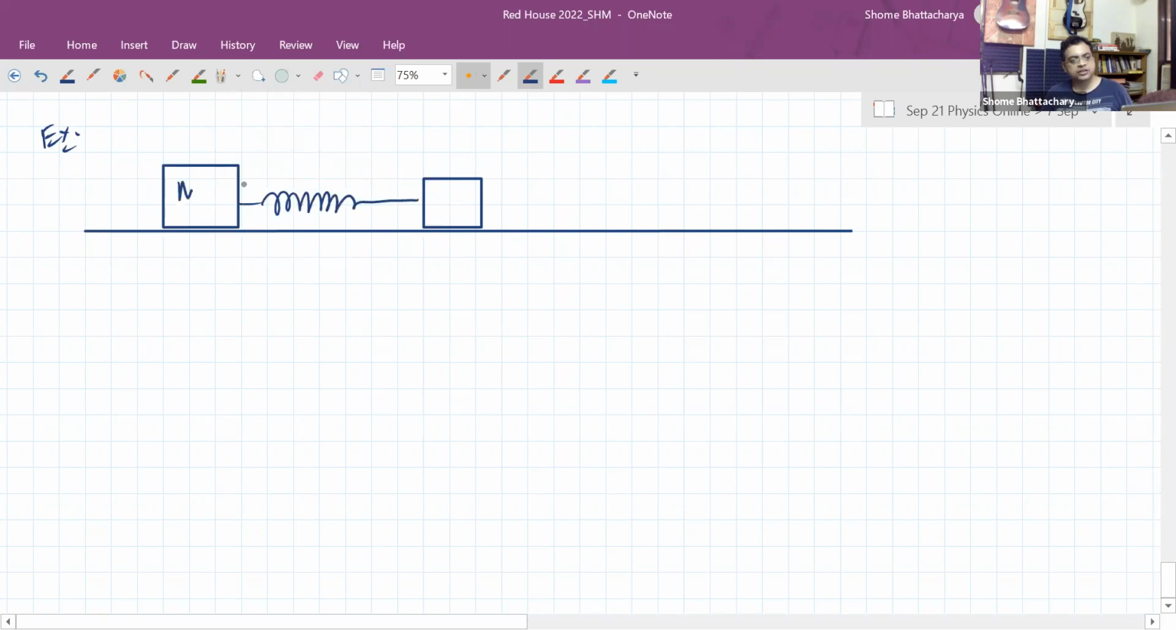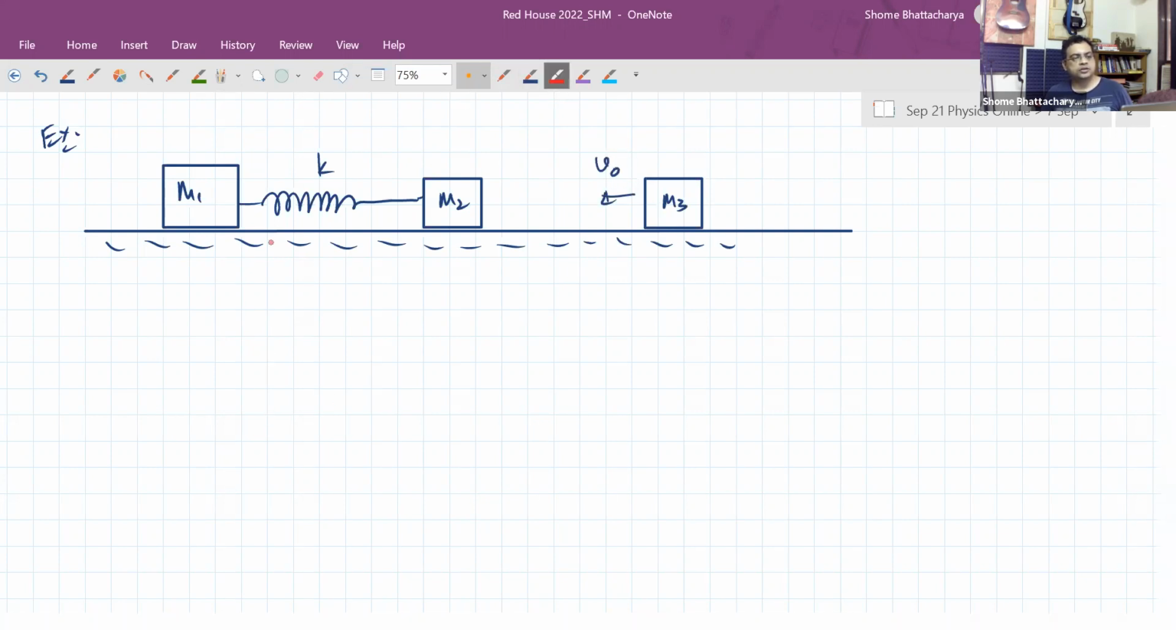So we again have that system, M1, M2, spring constant. But this time the system is at rest in equilibrium. I mean, the spring is at natural length and both the blocks are at rest. And instead, let's say we have another block coming in and making a collision like this. Okay. So initially at t equal to 0, this is at rest, this is at rest, and the spring is at natural length.